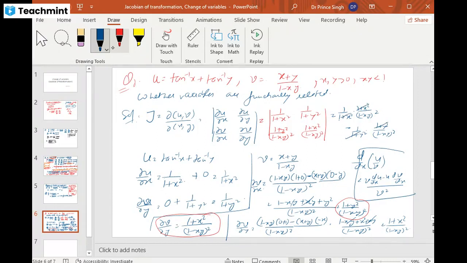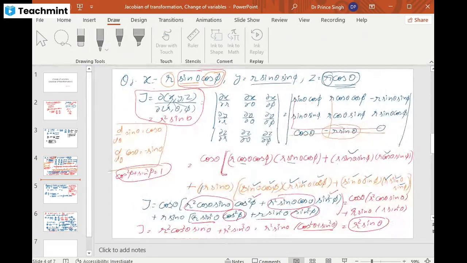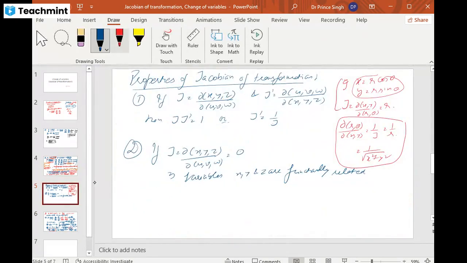So its value comes out to be 1 upon 1 minus xy whole square minus 1 upon 1 minus xy whole square. They cancel out, and the answer comes out to be 0. So what do we conclude from here? That the Jacobian of transformation is 0. And according to the property of the Jacobian of transformation, if the Jacobian of transformation is 0, it means that the variables are functionally related.